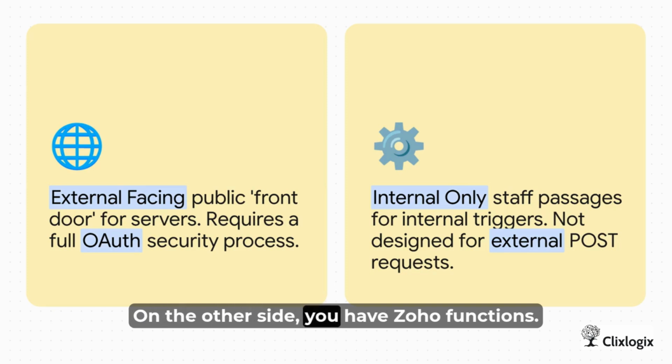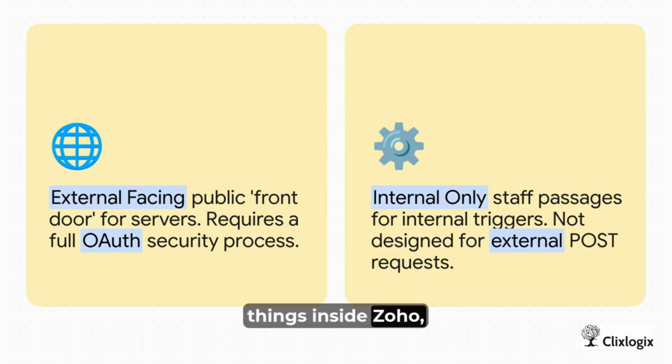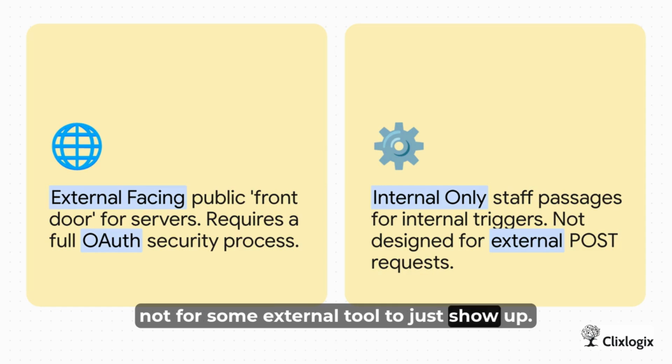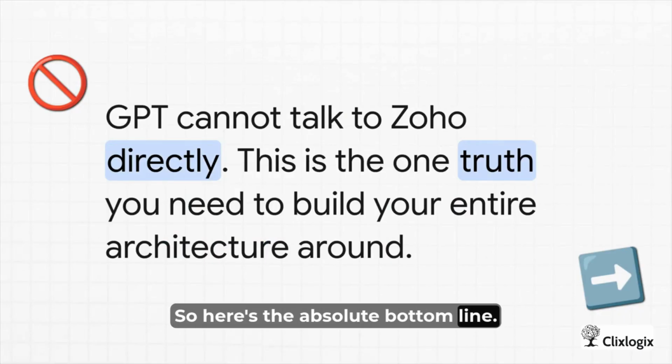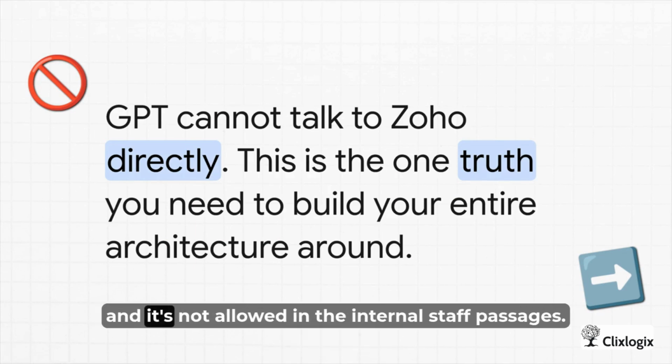On the other side, you have Zoho Functions. These are like the internal, staff-only hallways. They're designed for things happening inside Zoho to trigger other things inside Zoho, not for some external tool to just show up and start making requests. So here's the absolute bottom line. GPT can't handle the complex OAuth security at the front door, and it's not allowed in the internal staff passages.